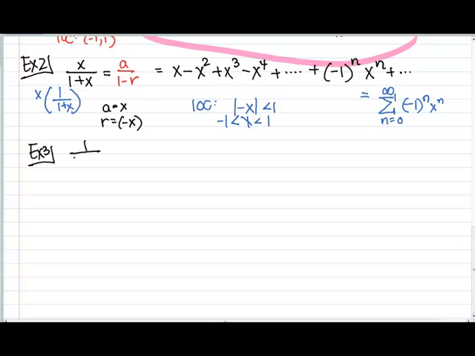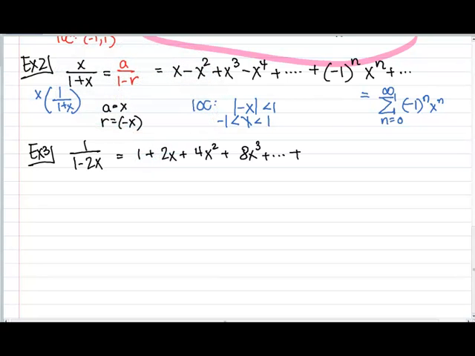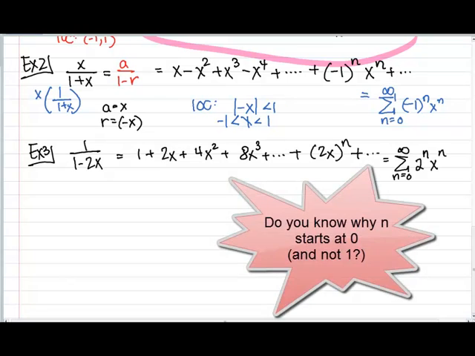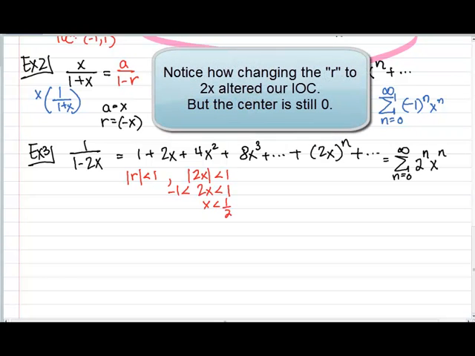Let's try another one. 1 over 1 minus 2x. Do you guys have that? All right, first term is 1, multiplying by 2x every time. So as a general form, we can say that it's 2x to the n power. And when you write it out in summation notation, we can use this and write 2 to the n, x to the n, with n starting at 0. Now our IOC here, our multiplier was r. The absolute value of r has to be less than 1. So that means absolute value of 2x must be less than 1. So x must be between 1/2 and negative 1/2.